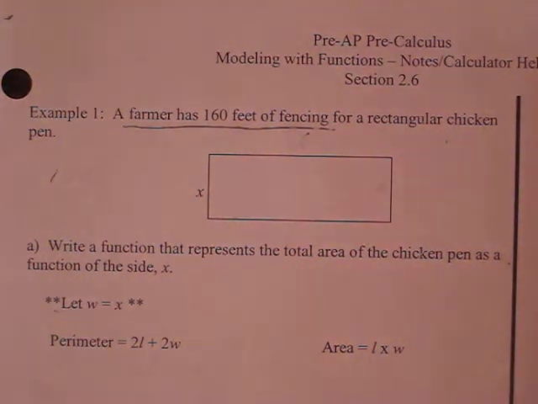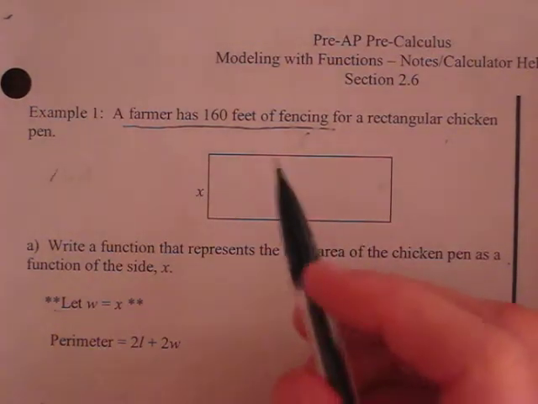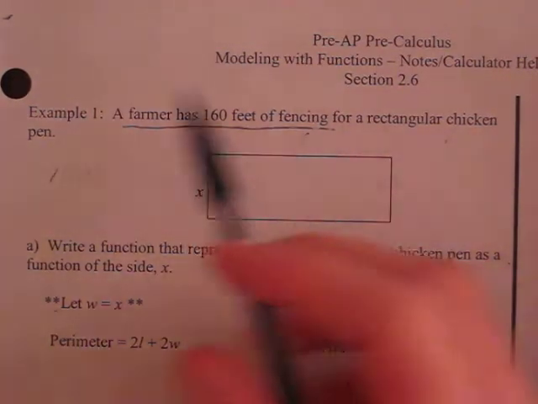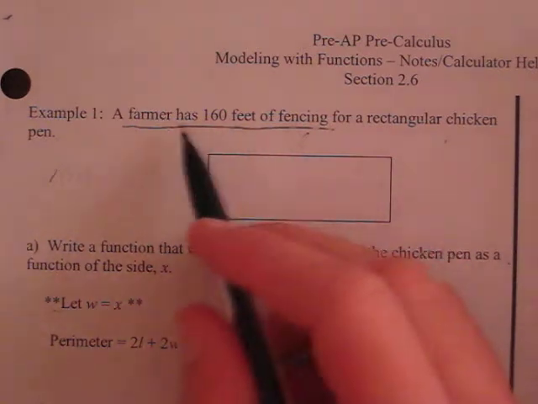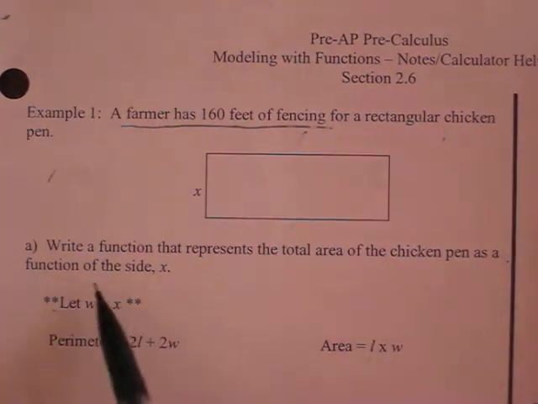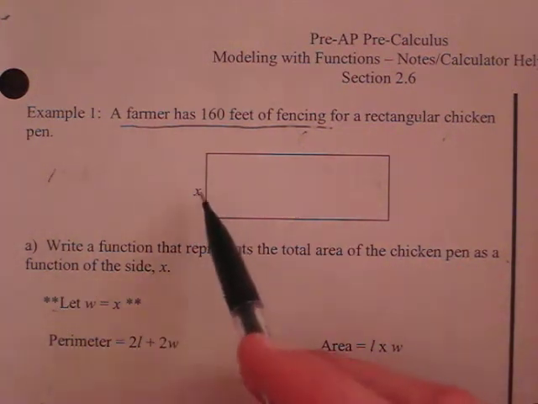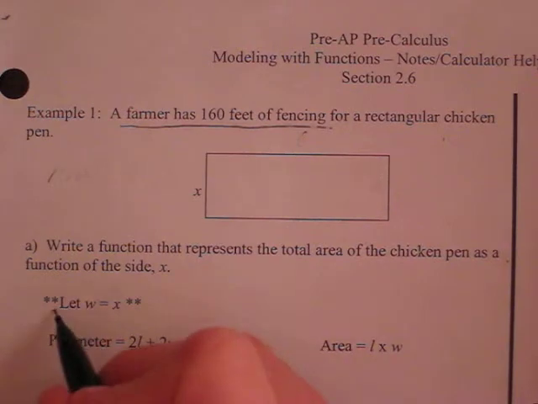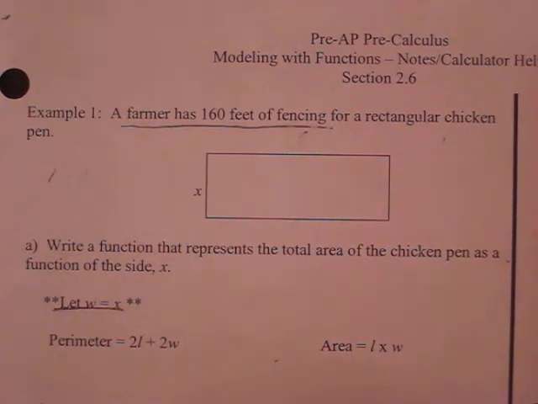With the maximum area and maximum volume problems, there's always going to be a parameter that we're maximizing. So we want to find the rectangle that maximizes the area when we're given 160 feet of fencing for a chicken pen. The directions tell us to write it as a function of x, where x is the width. So we want to write that statement down. We want to say let the width equal x.